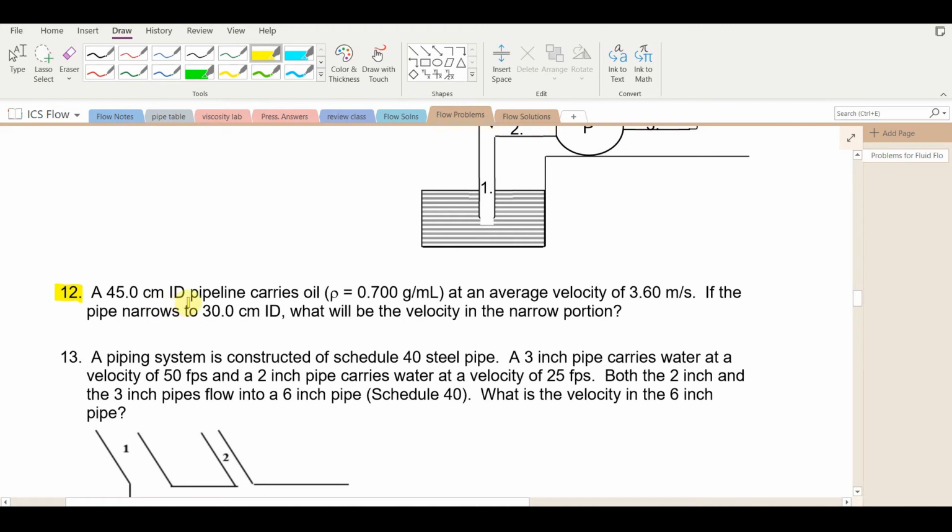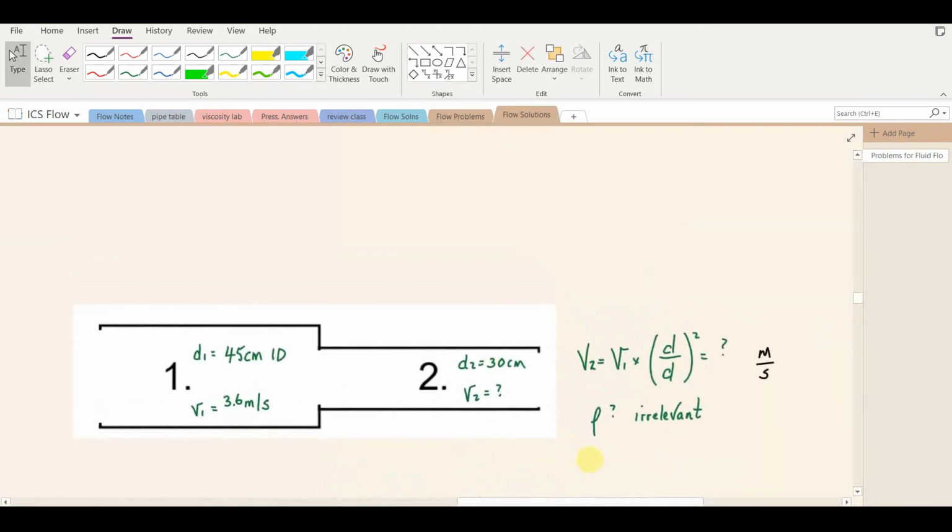This problem really seems out of place. Probably should have been at the beginning, but let's solve it. So here I've drawn it up. We have a 45 centimeter ID pipe with a velocity of 3.6 meters per second for the oil, narrowing to 30 centimeters ID. Calculate the velocity.